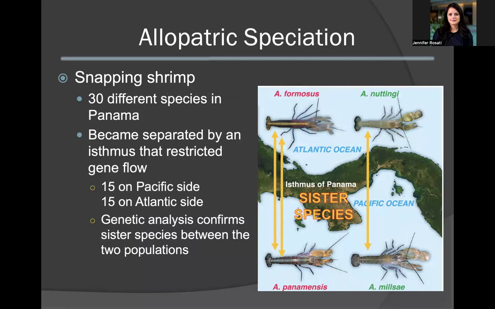Another example of allopatric speciation is looking at snapping shrimp in Panama. There are 30 different species that originally became separated by an isthmus. This isthmus restricted gene flow to eventually lead to the formation of 15 different species on the Pacific side and 15 different species on the Atlantic side. However, looking at genetic similarities between these species, it was determined that there are sister species that exist between Pacific populations and Atlantic populations, as we can see in the image to the right, thus illustrating the importance of geographic location in the development of new species.